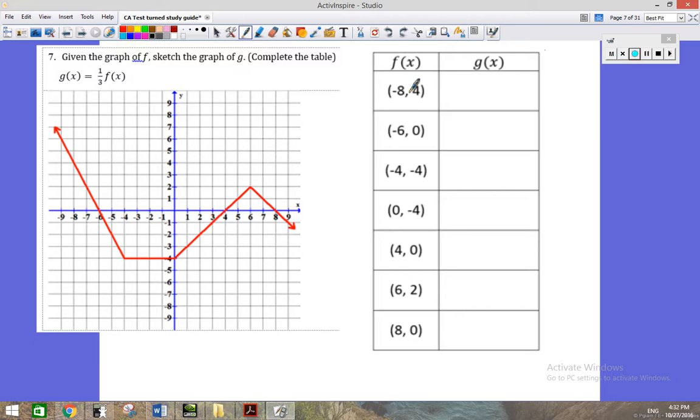So let's double check and see that these points are on the graph. Negative 8 comma 4 is right there. Negative 6 comma 0 is right here. Negative 4 comma negative 4 is right there. And 0 comma negative 4 is right there. And 4, 0 is right there, and 6, 2 is right there, and 8, 0 is right there.